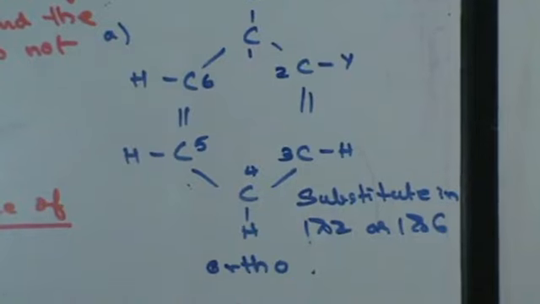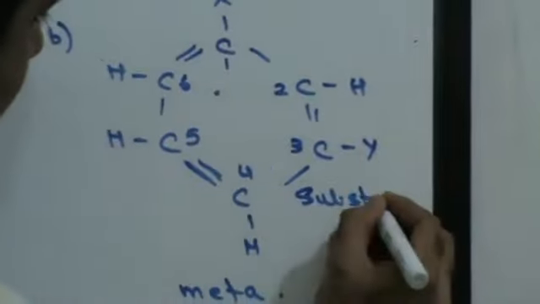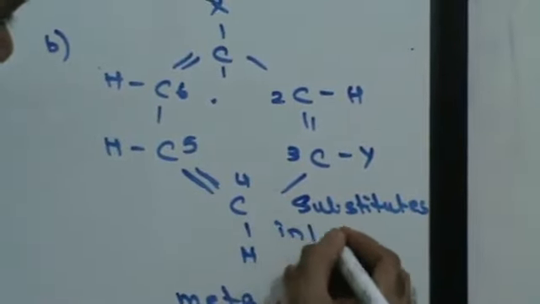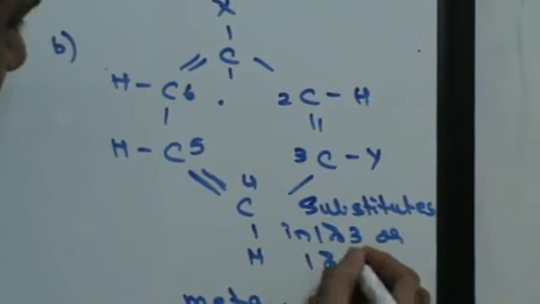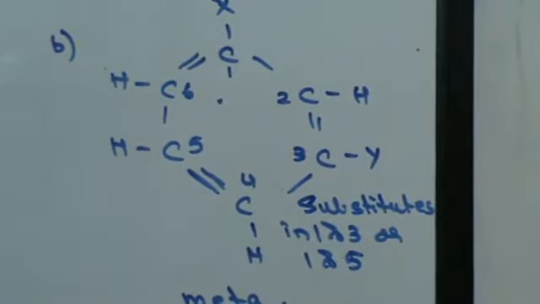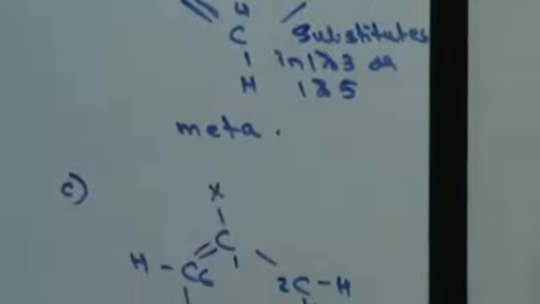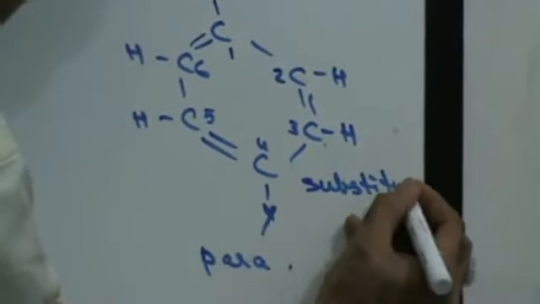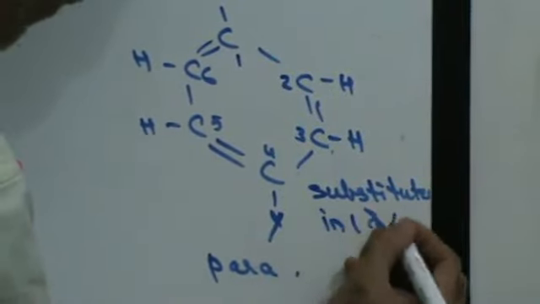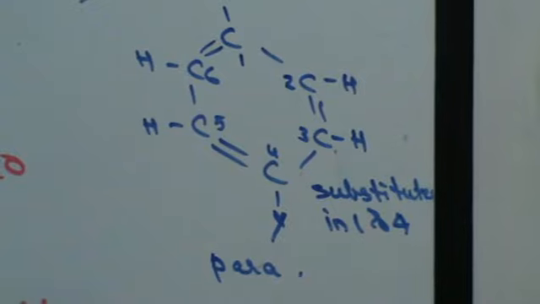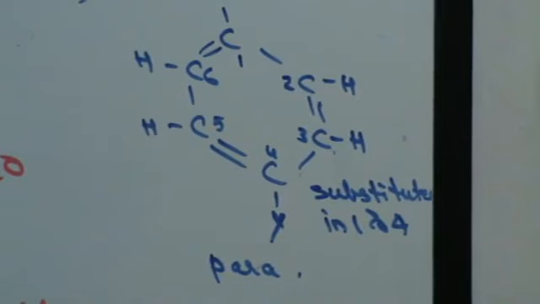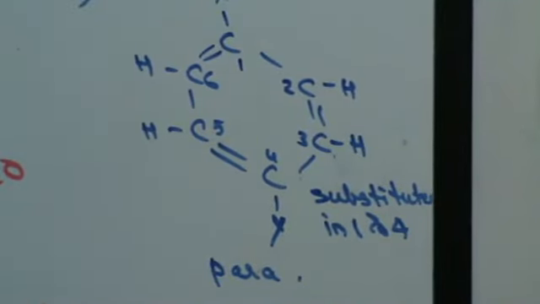If you have the substitutes in first and third or first and fifth position, then it is called a meta isomer or M isomer. Okay, and similarly, if you have substitutes in first and fourth position, then it is called a para isomer or P isomer. Fine, do you understand this? This part is very important. How do you get the different isomers of benzene? Right? So there are 3 isomers. You can have ortho isomer, meta isomer and para isomer. Fine, do we get this in clear?